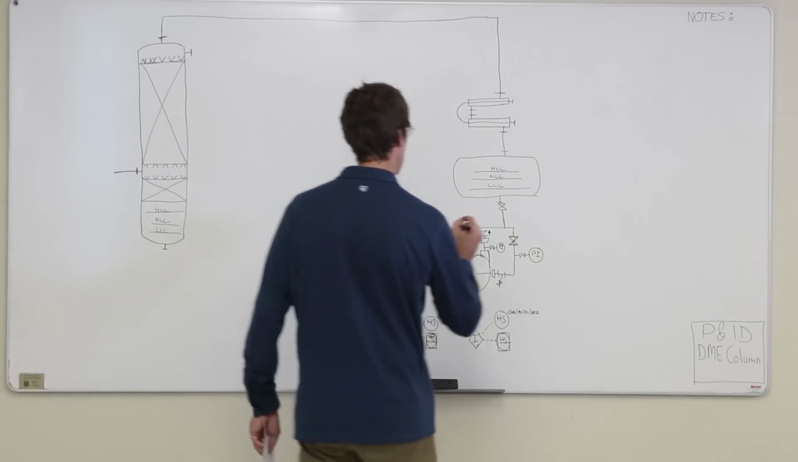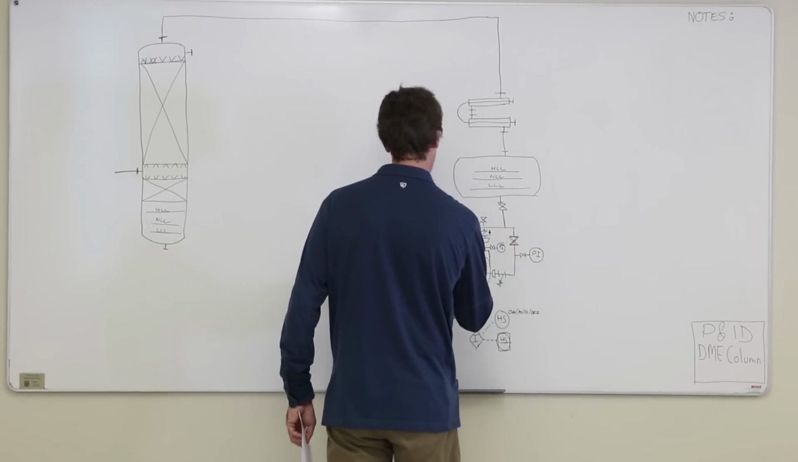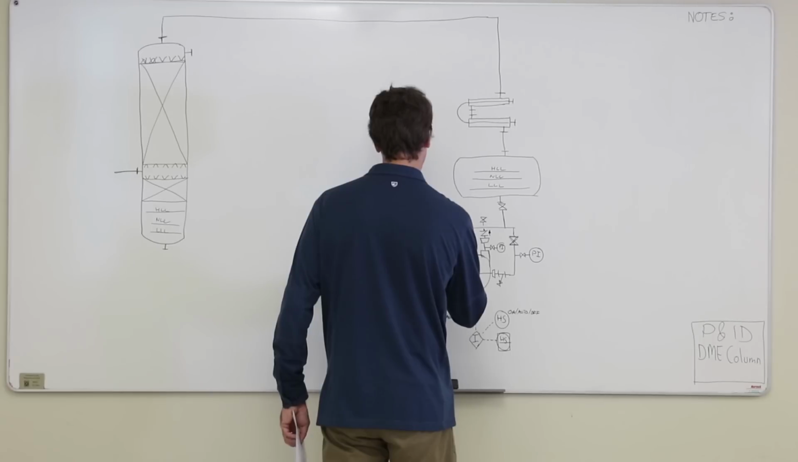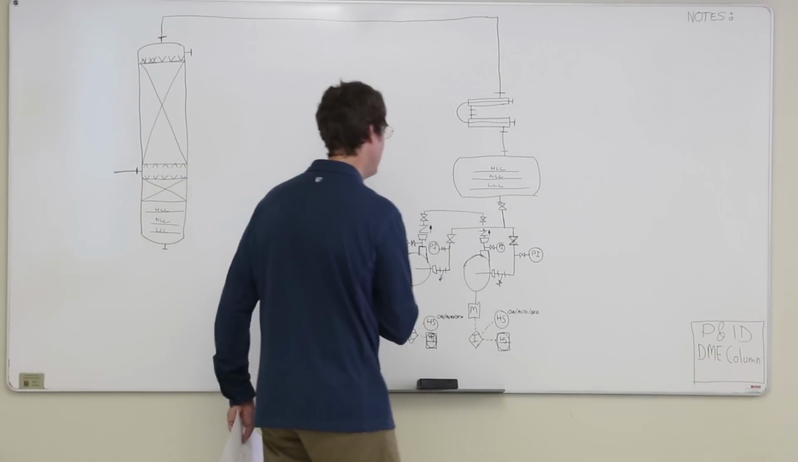Okay, so horizontal lines break vertical lines. So there I am. Here's my isolation valve there. And I'm out of my pumps like that.